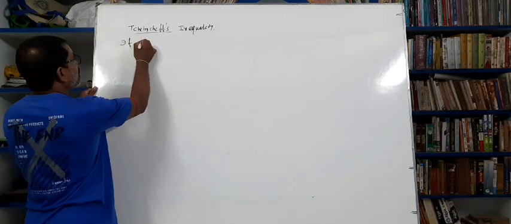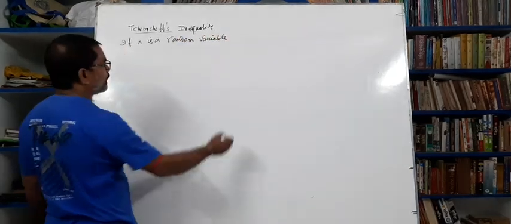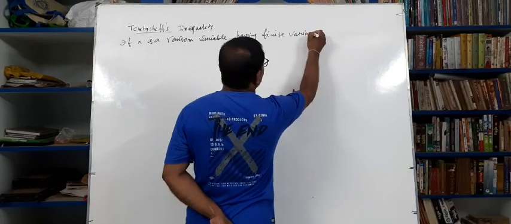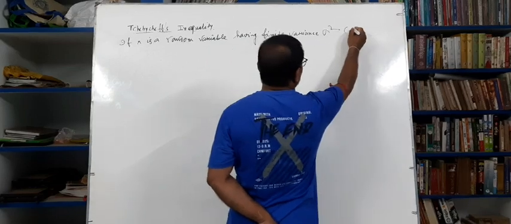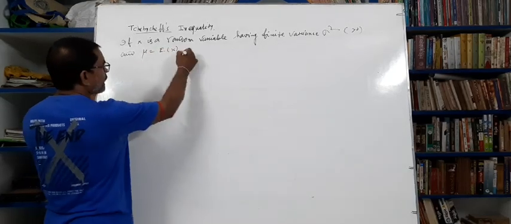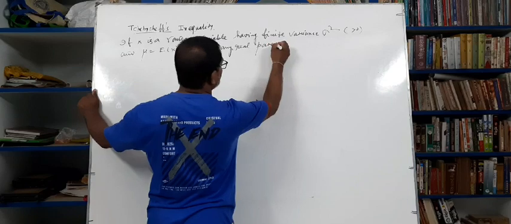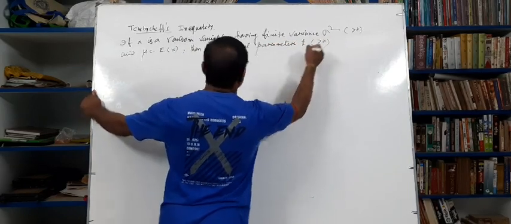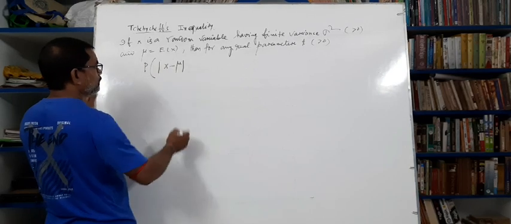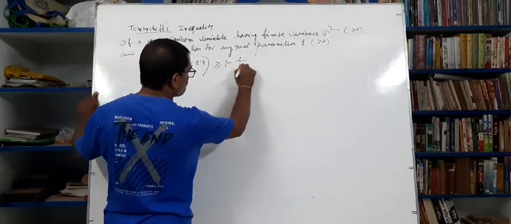If x is a random variable having finite variance sigma square and mu equal to expectation of x, then for any real parameter t, probability of mod of x minus mu less than or equal to sigma t is greater than or equal to 1 minus 1 by t square.